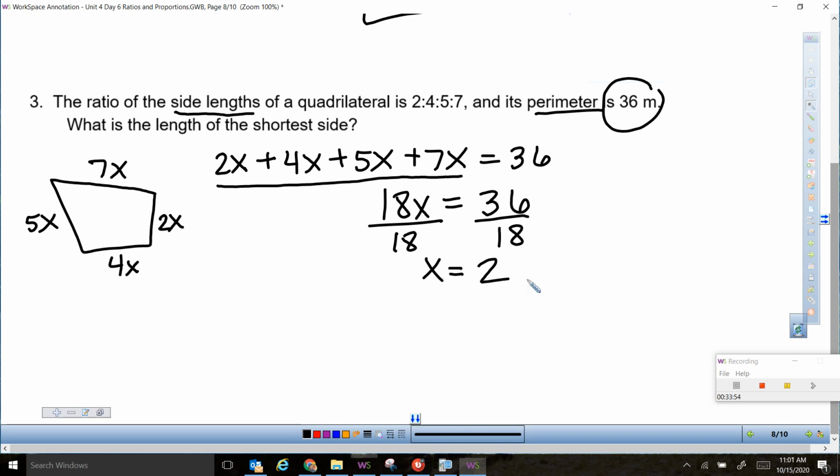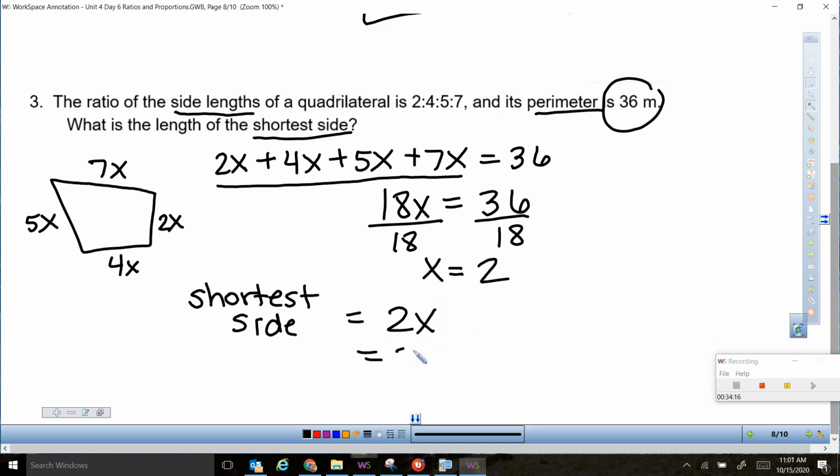Did they ask us to solve for x? No, what did they ask us for? We want the length of the shortest side. So which of those is the shortest side? 2x. Shortest side is 2x, and you are right. It would be 2 times 2, which is 4. But I need some units, and what units were they using here? Meters. So the shortest side is 4 meters.